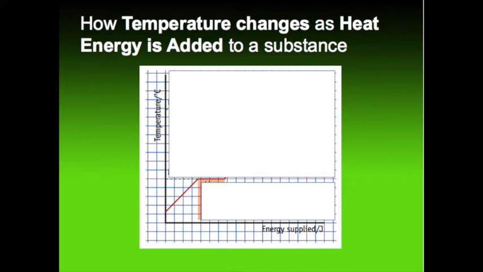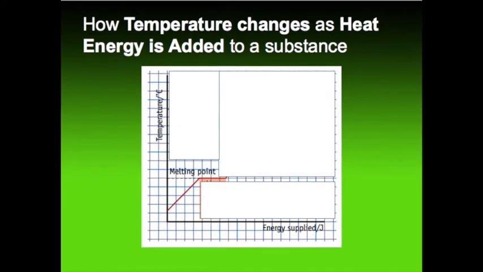So what's happening here? Well, what's actually happening is that heat energy is now going into separating the particles in the solid. There's forces of attraction trying to keep them together, but the heat energy will now be able to give them enough energy to escape from those forces and to separate to form a liquid. That temperature at which that happens is called the melting point.